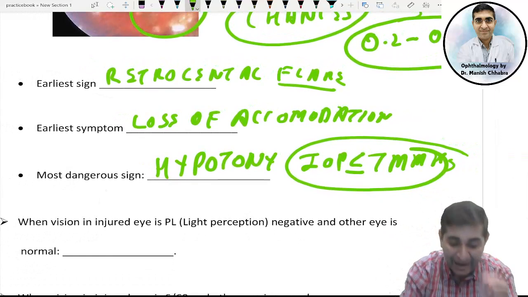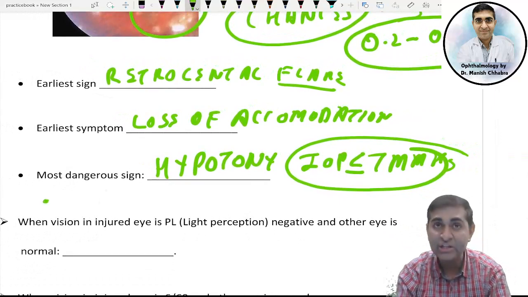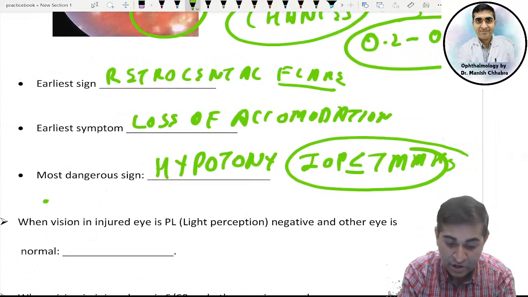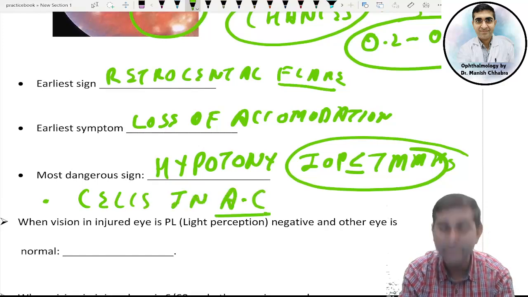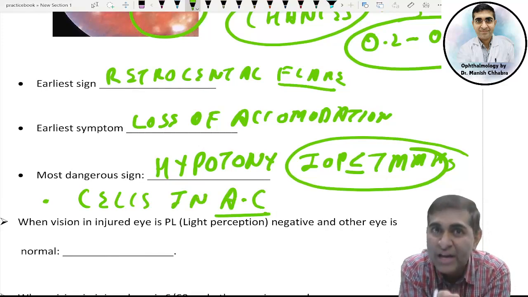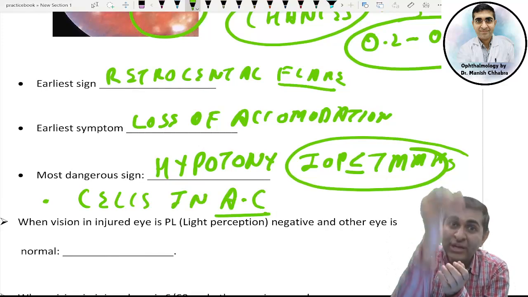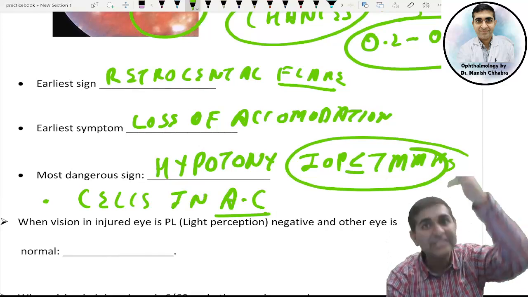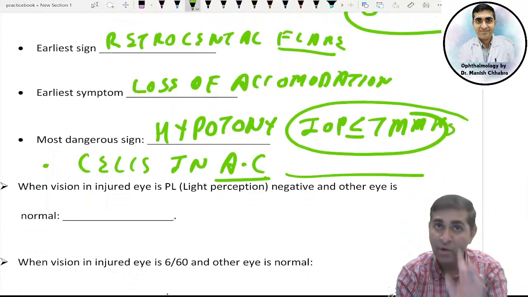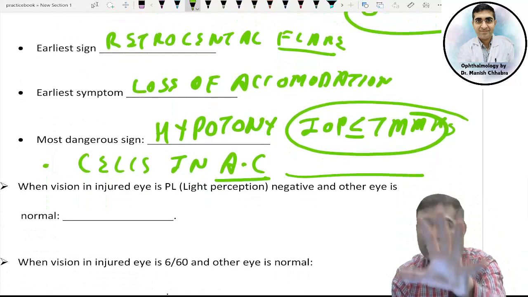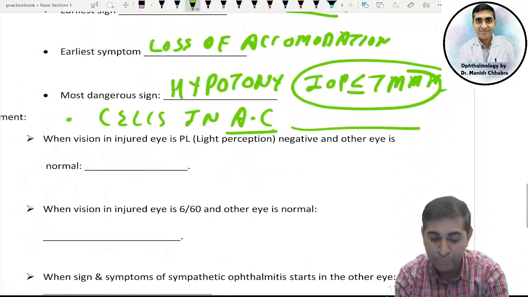Okay, there are other signs as well. Another sign that you have is that there are numerous cells in the anterior chamber, of course, because we are talking of panuveitis. So there are exudates in the posterior segment, and there will be cells in the anterior chamber as well. All right, so this is about the signs and clinical features of sympathetic ophthalmitis, which are important for you.